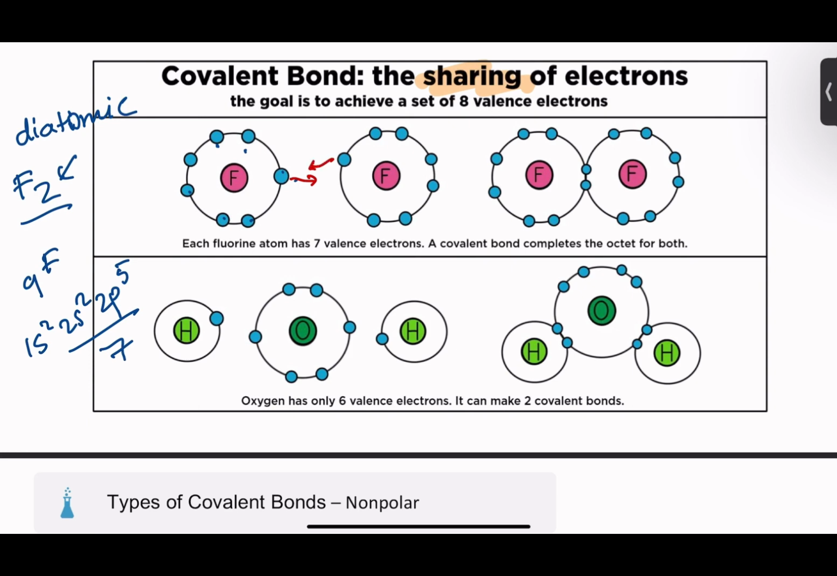They share electrons. Now let's count the electrons around each fluorine. So 1, 2, 3, 4, 5, 6, 7, 8. Now you have an octet. Around this guy we have 8 too. So the octet rule is completed. And this happened with sharing.